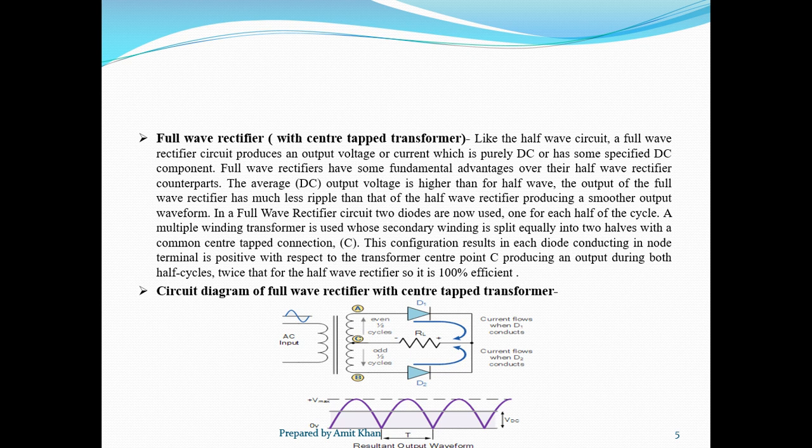Next is the full-wave rectifier. There is a full-wave rectifier with center tapped transformer. Like the half-wave circuit, a full-wave rectifier circuit produces an output voltage or current which is purely DC or has some specified DC component. Basically, full-wave rectifiers have some fundamental advantages over their half-wave rectifier counterparts. Here the average DC output voltage is higher than that of half-wave. In a full-wave rectifier circuit, two diodes are used, one for each half of the cycle. That means diode 1 for the positive half of the cycle and diode 2 for the negative half of the cycle.